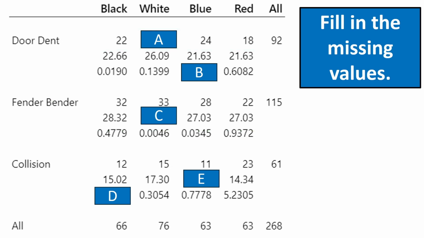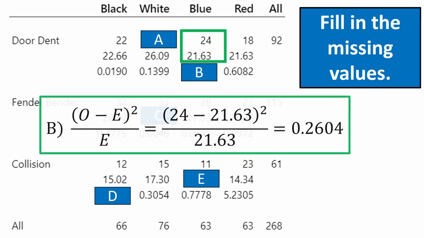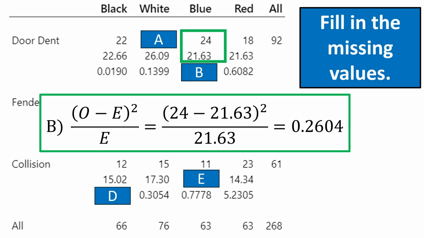For the contingency blue car with a door dent, you can see that the missing number is the one on the bottom. It's the bottom of the three numbers. That would be a contribution to the chi-squared statistic. And so what you had to remember is to calculate the chi-squared statistic contribution. You look at the deviance between what was observed and what you would expect to see if the null was true. You square that, and then you divide again by the expectation. And so if you do that calculation, you'll get 0.2604.